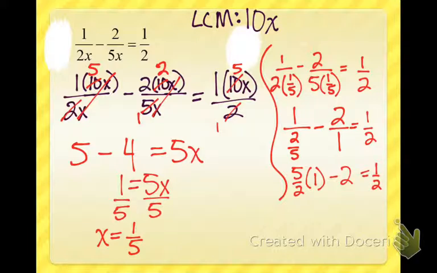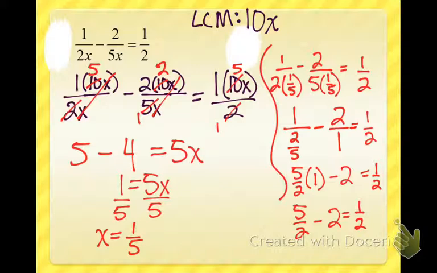Now, if it makes more sense to you to do this with decimals, you can. Use a calculator, that's fine. Get a common denominator, that's fine. So 5/2 minus 2 equals 1/2 is what we have right here. As a decimal, what is 5/2? 2.5, or 2 1/2 would be the mixed number. 2 1/2 minus 2 equals 0.5, or 1/2.